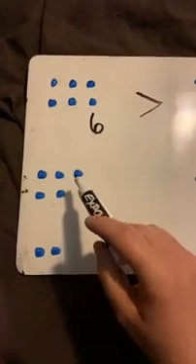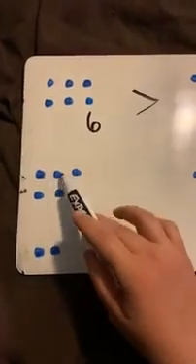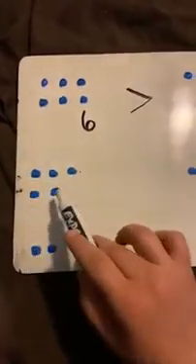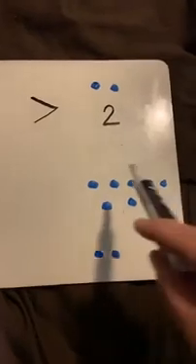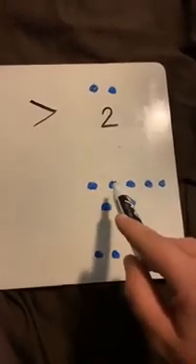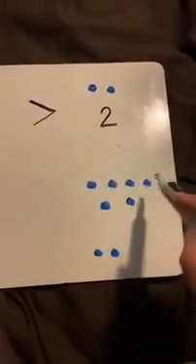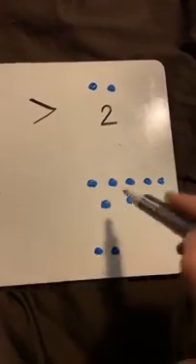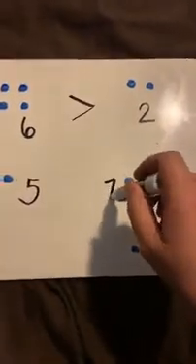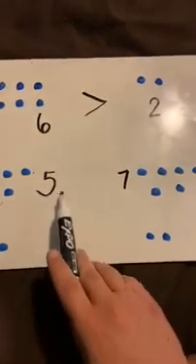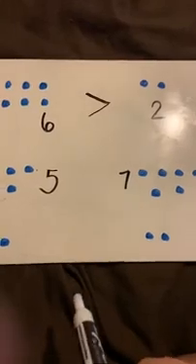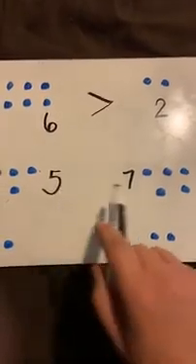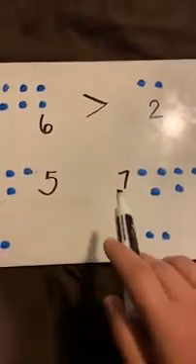How many do I have here? 1, 2, 3, 4, 5. You're right, I have 5, so I'm going to put a 5 there. And how many do I have over here? Count with me. 1, 2, 3, 4, 5, 6, 7. Now let's look here. I have 5 over here, and I have 7 over here. Well, which one is my bigger number? 5 or 7? You're right, it's 7.